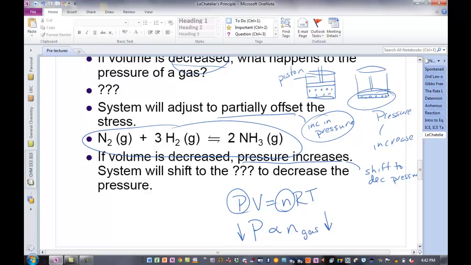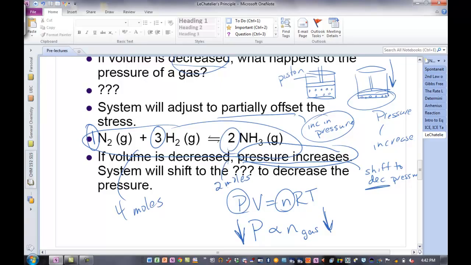So again, let's step through this really quickly. We decrease the volume. We push this piston down. That increased the pressure. That's our stress. The system is going to partially offset that stress, so it's going to try to decrease the pressure. If it wants to decrease the pressure, decrease moles of gas. Look at our equation. 1 mole plus 3 moles. On that side, we have 4 moles of gas. On the product side, we just have 2 moles. So we can decrease the moles and hence decrease the pressure by shifting to the right.